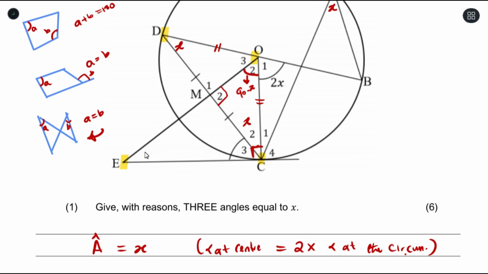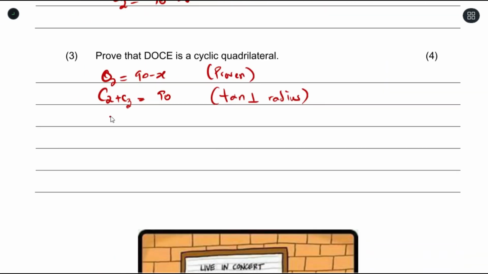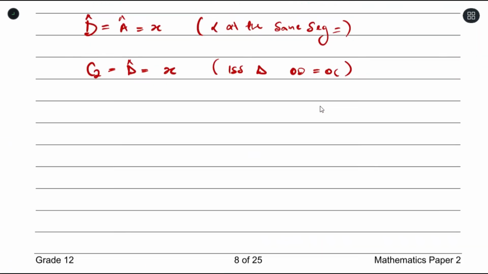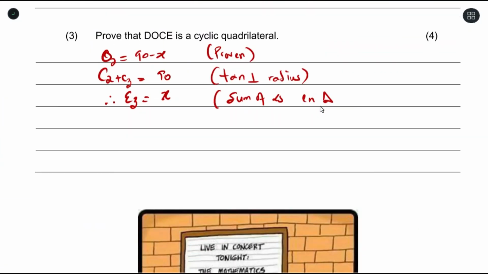In so doing, it would actually mean that E would also give you X, right? If you add all this, you get 180 degrees. So we can now say that therefore E3 is equal to X, and the reason is sum of angles in triangle. What is a triangle, by the way? Triangle EOC. There we go. Sum of angles in triangle EOC. That's where we get E3 as X.